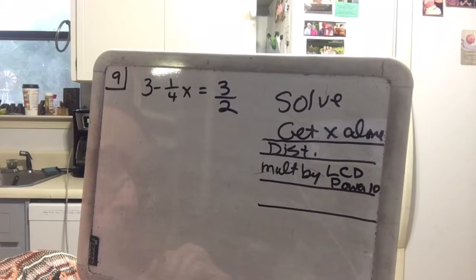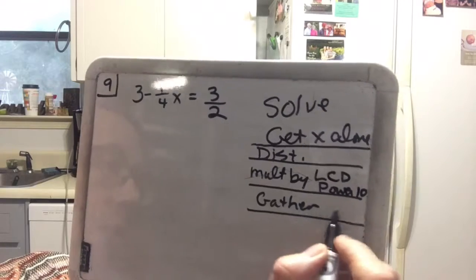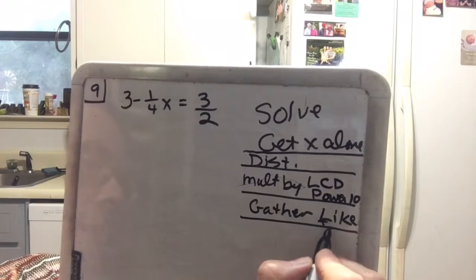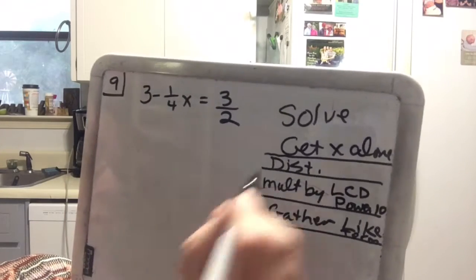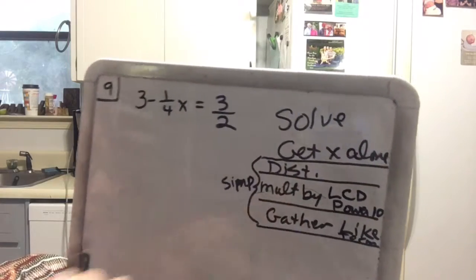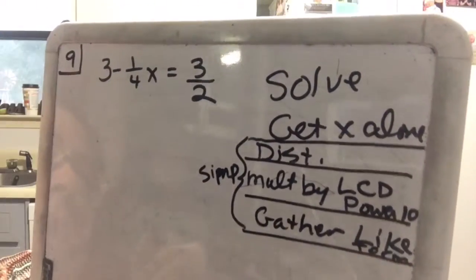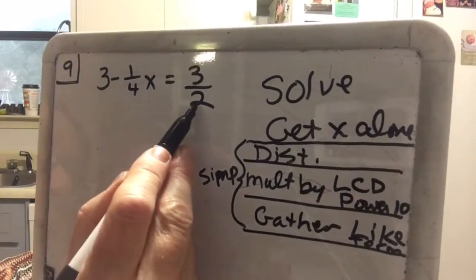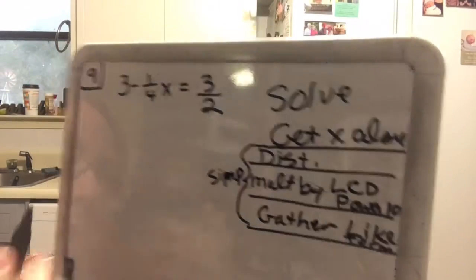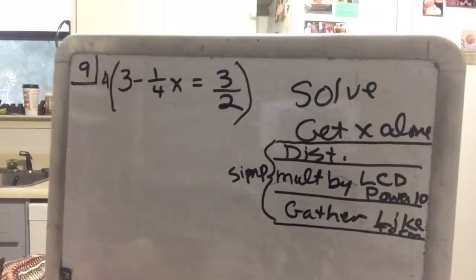And then after that, we are going to gather like terms or add them together. And then we'll actually start into the solving part of the problem. But this is just kind of like a simplify. We're going to simplify before we start working the problem to make it easier for us. So on this one, I notice that I have a fraction, a 4 and a 2. And the least common denominator between a 4 and a 2 is a 4. So I'm going to multiply the whole thing by 4 on both sides, all the way across.